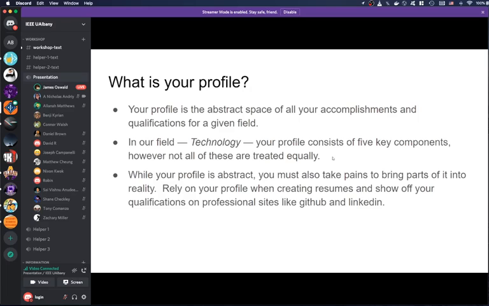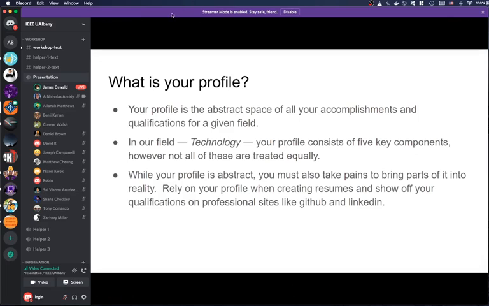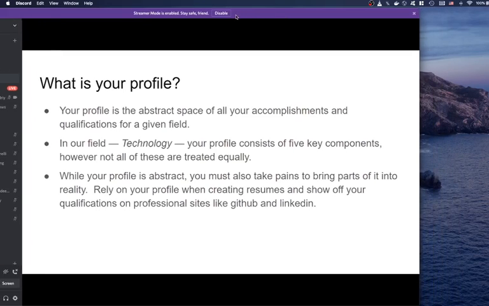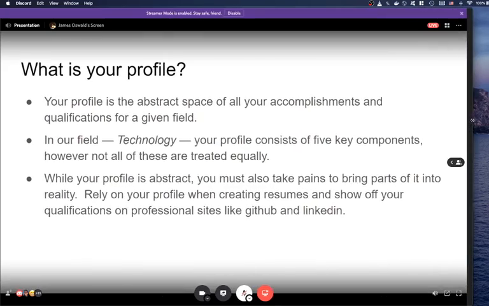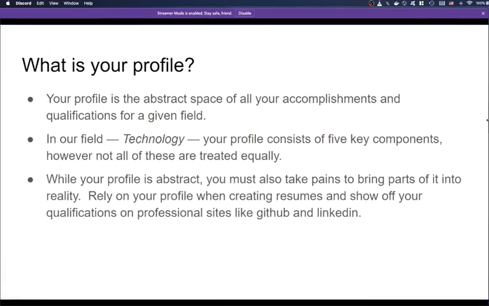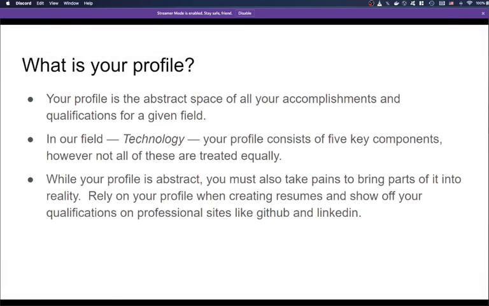So basically, when I talk about a profile, I'm not talking about a specific instance of a profile. I'm talking about the abstract space of all of your accomplishments and qualifications for a field. And in our case, this field is technology, right? This applies to people in other fields as well. But in our field, technology, the profiles primarily consist of 5 components. These components are not treated equally. In fact, many of them build on each other, and you'll see that in a moment.